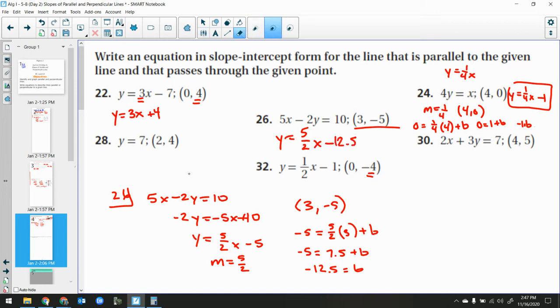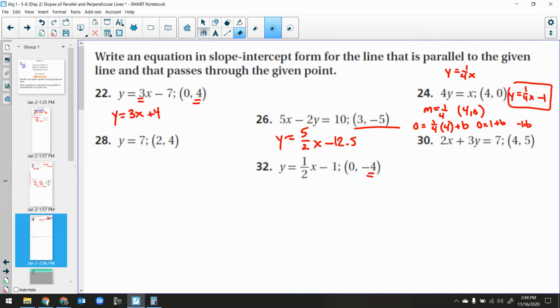Okay. Let's take a look here at number 28. Now, look, this is a special case. Since it's a y equals, it's a horizontal line. And what's parallel to another horizontal line? Another horizontal line. So it's going to be y equals 4. I don't really care about this 2. Okay, and I don't care about it because I only want the y value if it's a horizontal line.